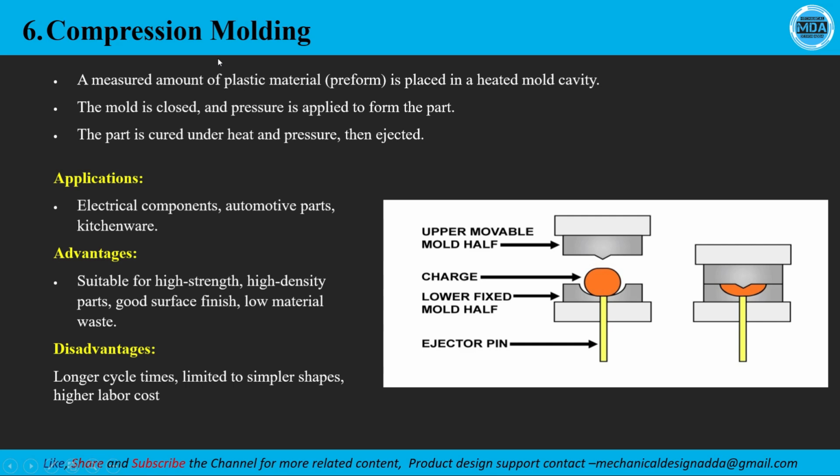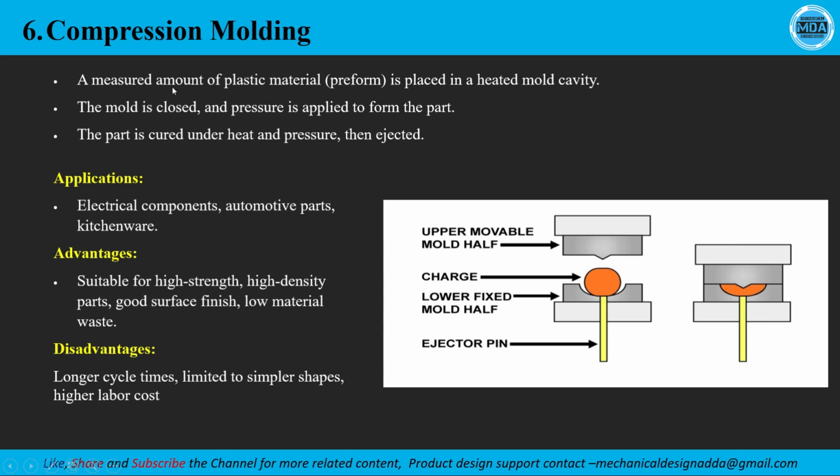Then we have compression molding. In this process, you can see we place the material, generally called a charge. The lower mold is fixed, and the upper is the movable mold. We compress this material with the help of the movable mold, and we get the shape. So this is compression molding.